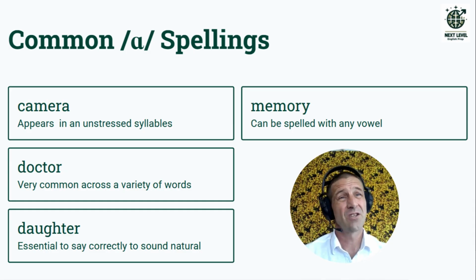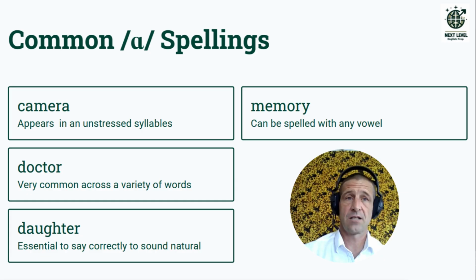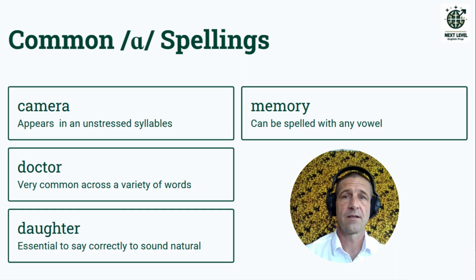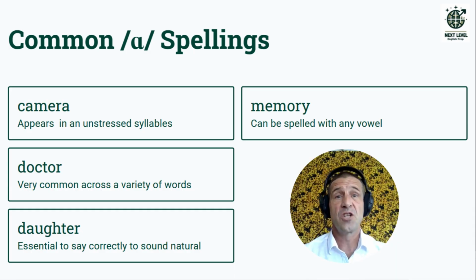Camera. You hear the schwa sound in that second syllable? Memory. We don't pronounce that O in the second syllable, the unstressed syllable, just memory. And that's the schwa. Doctor. The schwa's at the end. Daughter.